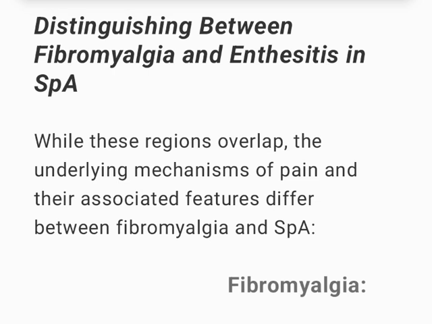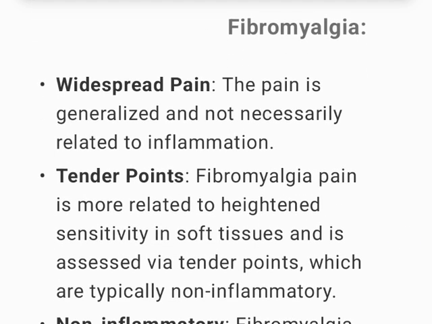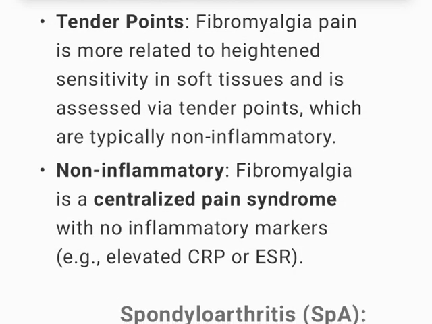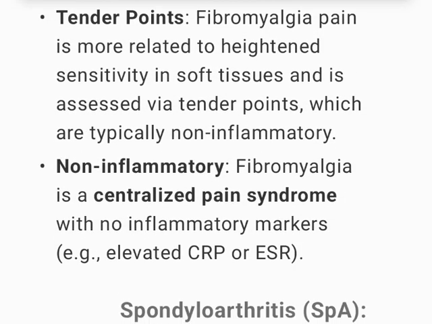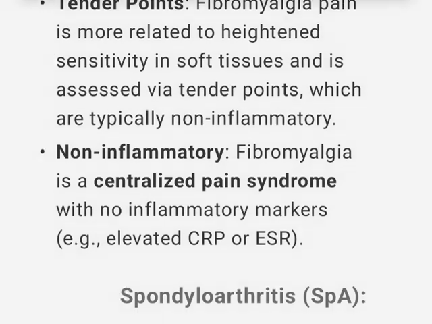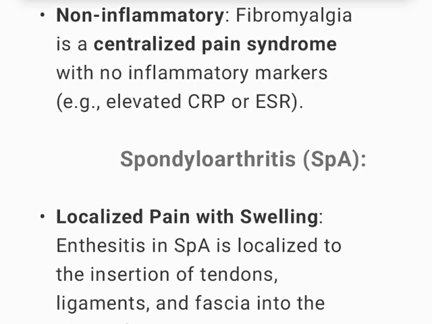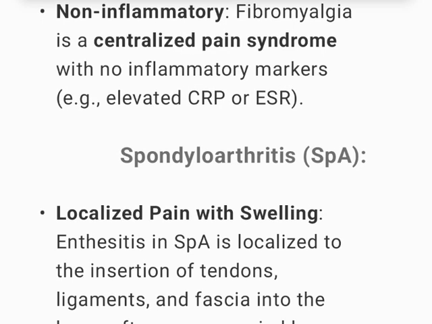While these regions overlap, the underlying mechanisms of pain and their associated features differ between fibromyalgia and SpA. Fibromyalgia: widespread pain. The pain is generalized and not necessarily related to inflammation. Tender points: fibromyalgia pain is more related to heightened sensitivity in soft tissues and is assessed via tender points, which are typically non-inflammatory. Non-inflammatory: fibromyalgia is a centralized pain syndrome with no inflammatory markers, e.g., elevated CRP or ESR.